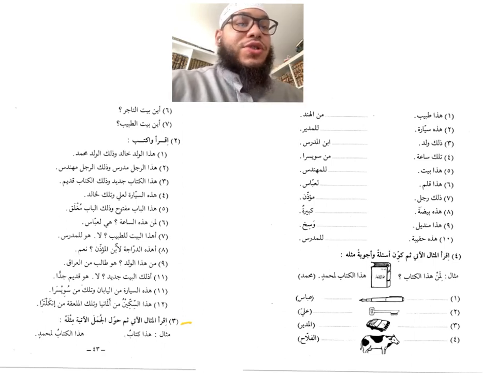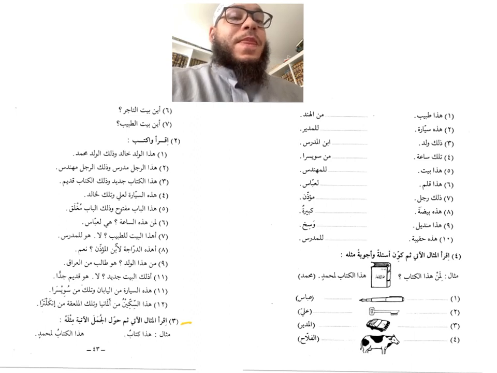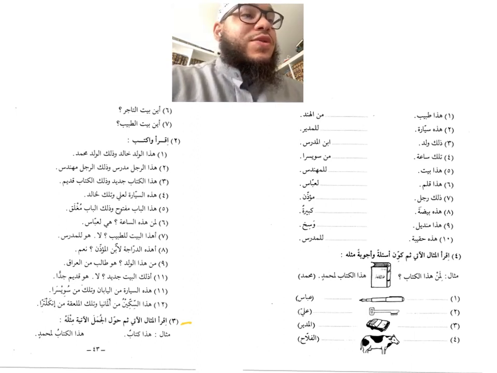This book belongs to Muhammad. So again, practicing the usage of that rule of using the lam to show belonging to someone. If we look at the first one here, on the top page, هذا طبيب. This is a doctor. Okay. هذا الطبيب من الهند. This doctor is from India.